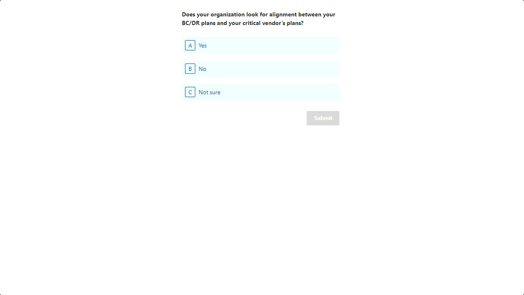Our next poll question is, does your organization look for alignment between your business continuity and disaster recovery plans and your critical vendors' plans? Yes, no, or not sure?